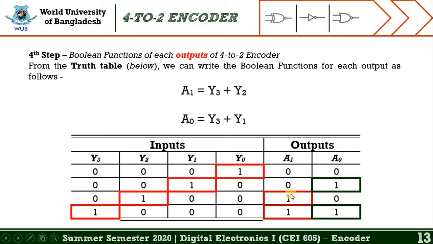Similarly, for A1, which is the second output, we also get a 1 for two conditions. One is for y2 and another one is for y3. So we can write A1 is equal to y3 OR y2.